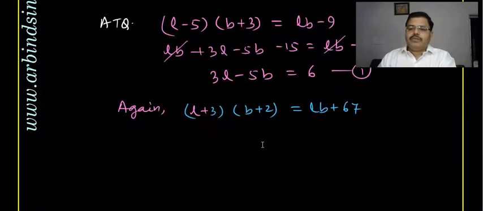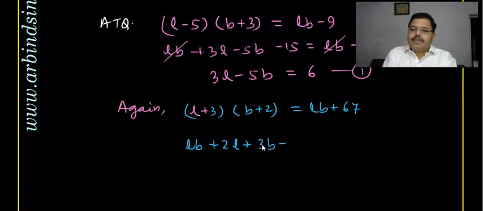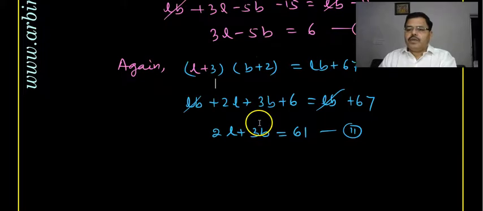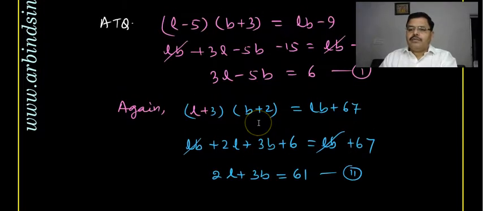So in that case, what will be the next equation? L into B is LB plus 2L plus 3B plus 6 is equal to LB plus 67. LB and LB cancels out. So 2L plus 3B is equal to 61. 6 will come this side, it will be negative. Now solving these two, how to solve? By substitution method or elimination method.